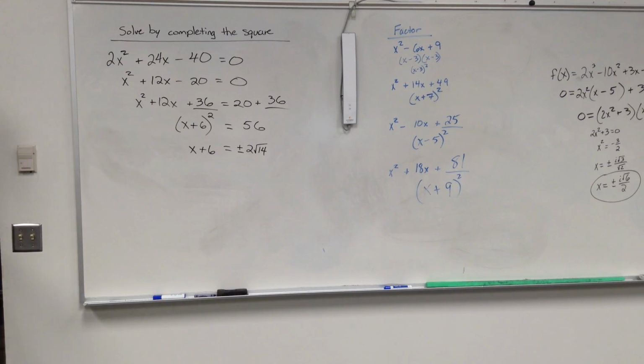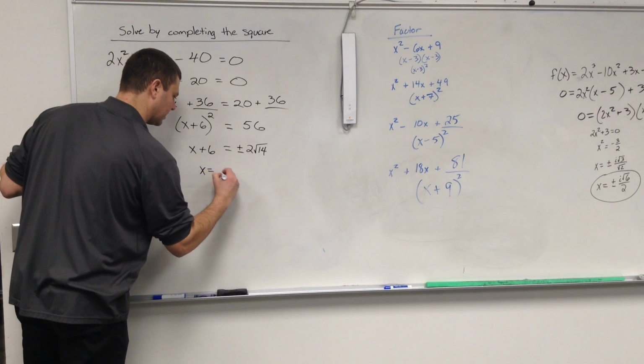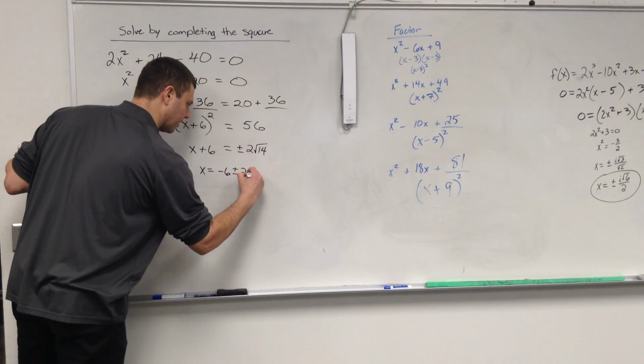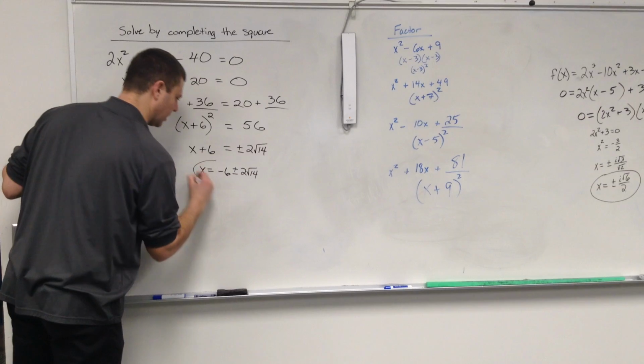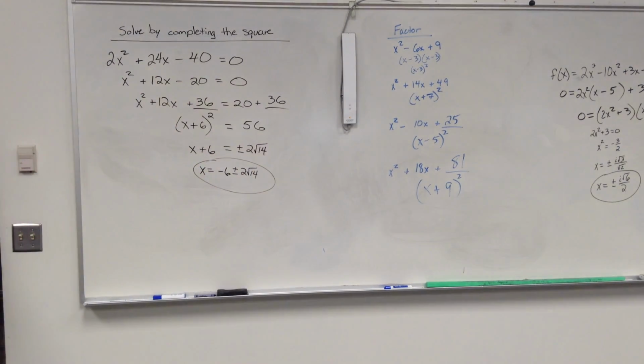And the last thing, subtract 6 from both sides. So x equals negative 6 plus or minus 2 radical 14. There are your solutions.